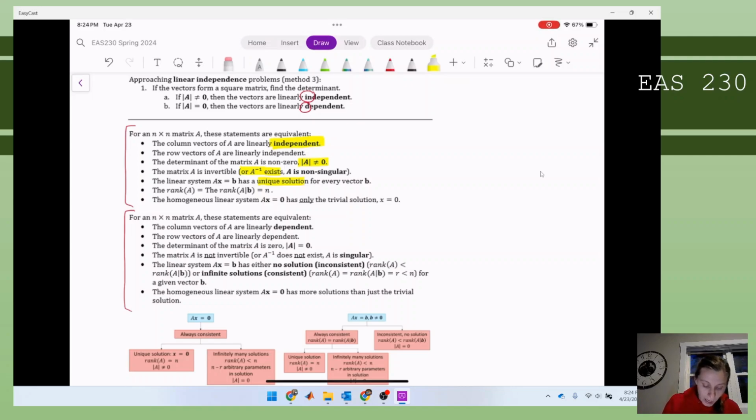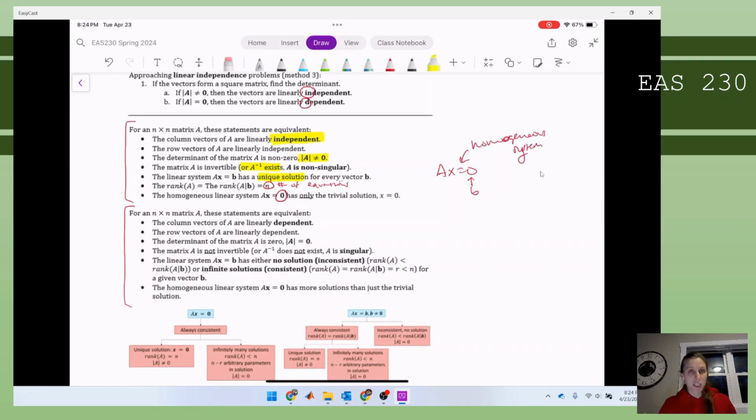It also means that the rank of A equals the rank of AB equals n, which is the number of equations I have. And if B is 0, AX equals 0. This is called a homogeneous system. So if B is 0, then my solution is only going to be the trivial solution, X equals 0. Which seems weird, but it's true.